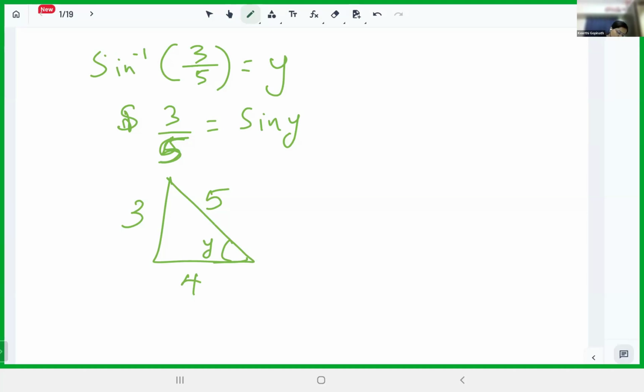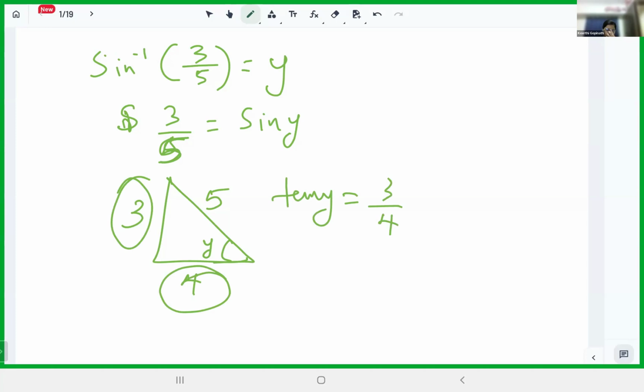Now what is the value of tan y? Tan y is equal to opposite side by adjacent side, right? Opposite side is 3 and the adjacent side of angle y is 4. So this will become 3 by 4. Tan y is equal to 3 by 4. Okay.